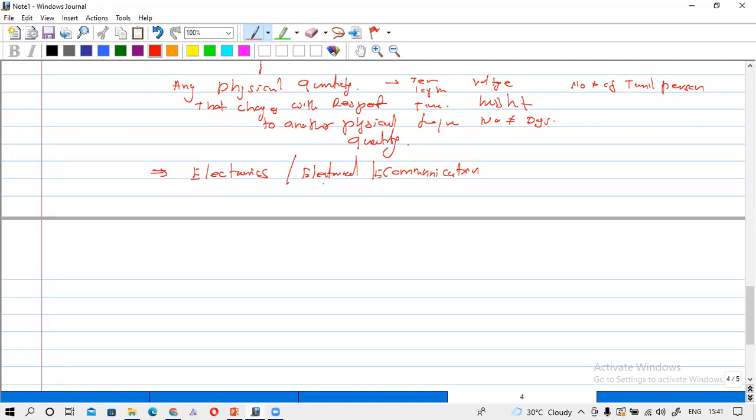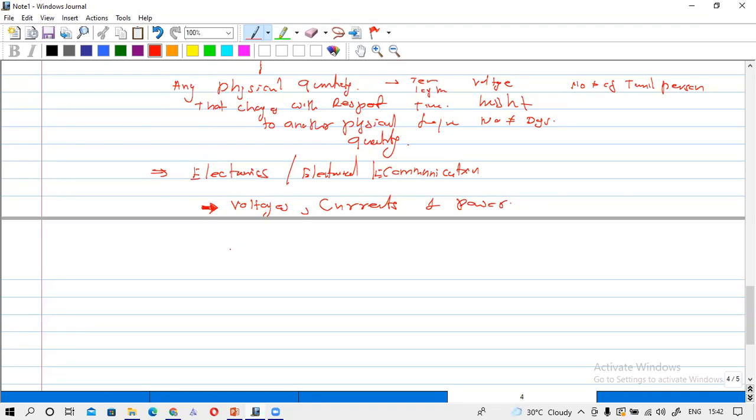But in electronics, electrical, and communication stuff, we are not dealing with temperature, most probably. Not with the number of dogs. Mainly we are dealing with voltages, current, and power. These are the physical parameters we are mostly dealing with when we are learning electronics, electrical, and communication stuff.